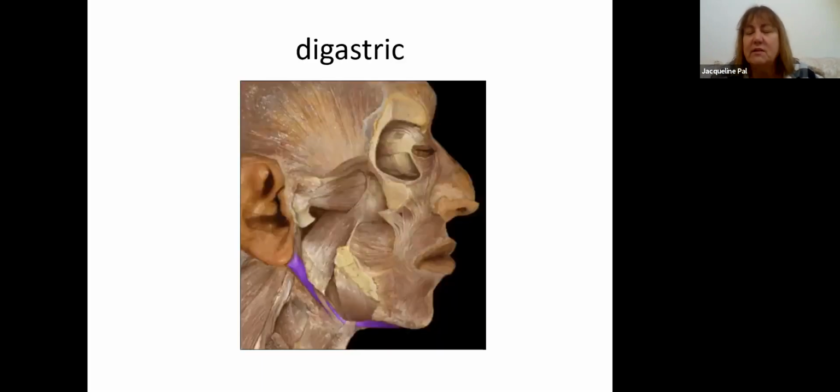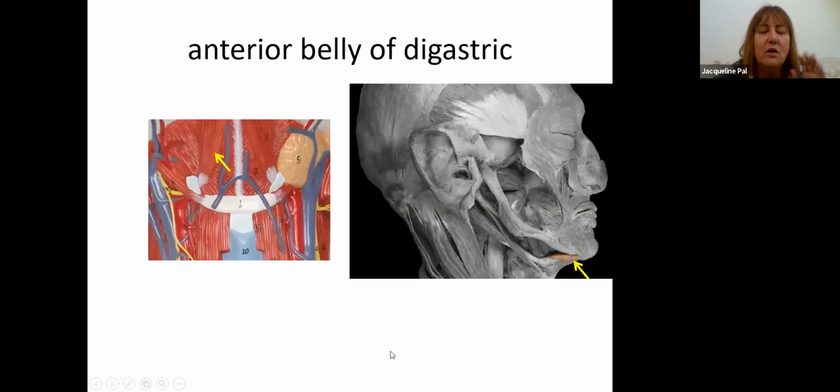So the first muscle is called the digastric muscle, and it's called that because it has two bellies. That word gastric meaning belly. And from a side view, it's very easy to see. Here is one belly. There's the tendon there in the middle where it's attached to the hyoid bone. And there is the posterior belly. And so, yes, on the side view, this is the anterior belly.